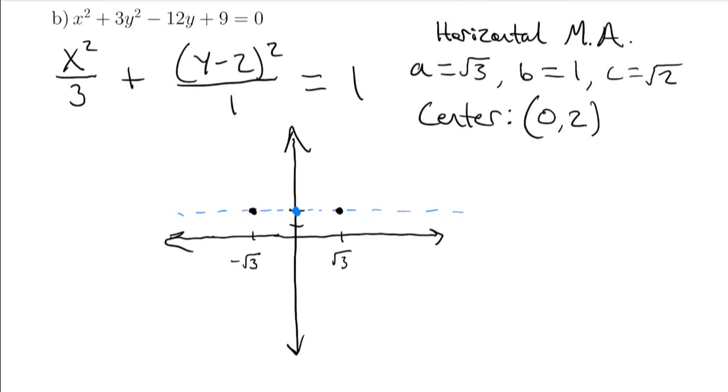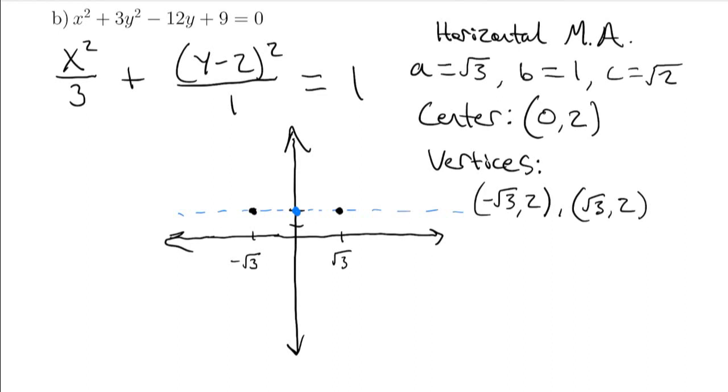So that means that the vertices are, well, remember, the y coordinates are 2 for both these vertices. So that means I just have negative root 3, 2, and root 3, 2. And you could get an approximation by punching that in a calculator if you want. Now I just need to find my foci, and I'll do this in red.